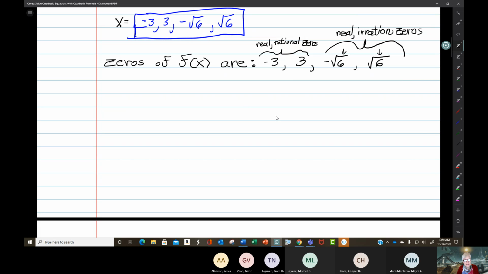Zeros do more than just live on the x-axis. Zeros form x-intercepts. Real zeros form x-intercepts. So since these are all real numbers, we're going to have 4 x-intercepts. -3, 0, 3, 0, negative the square root of 6, 0, and the square root of 6, 0.